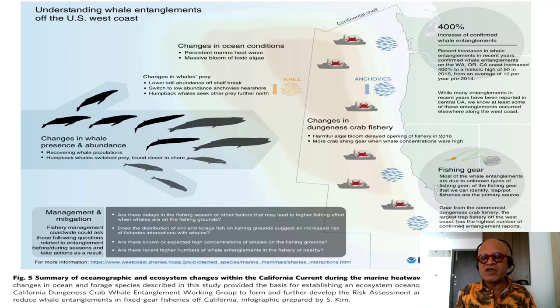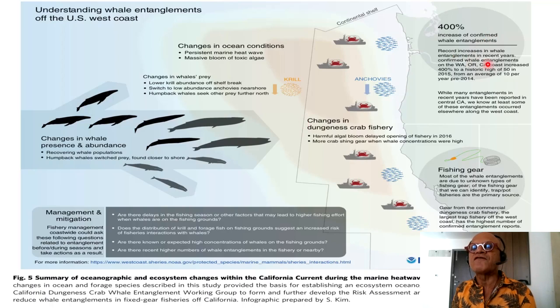This is an infographic from NOAA Fisheries. This is the summary of oceanographic and ecosystem changes within the California current during marine heat waves. The synthesis of information on changes in ocean and forage species described in this study provides the basis for establishing an ecosystem oceanographic perspective and so on. So here you have the California coast. Let's read a few things. This is the continental shelf out to 200 meter depth.